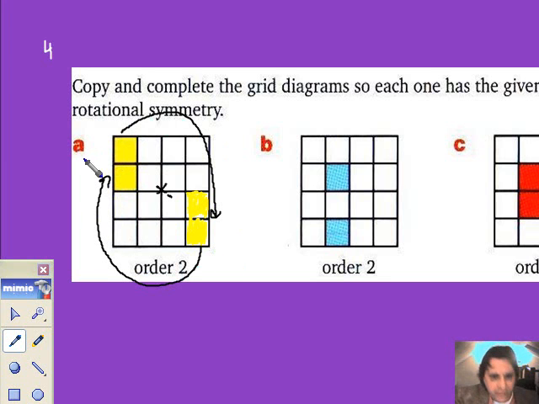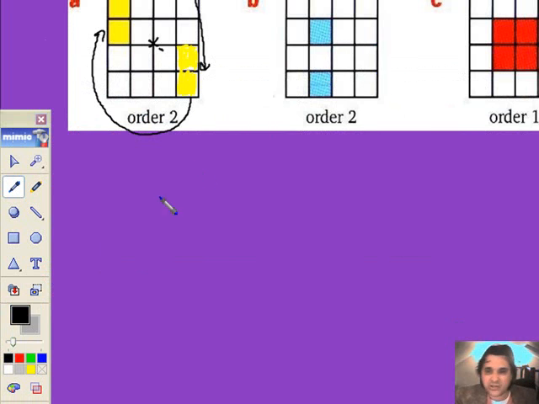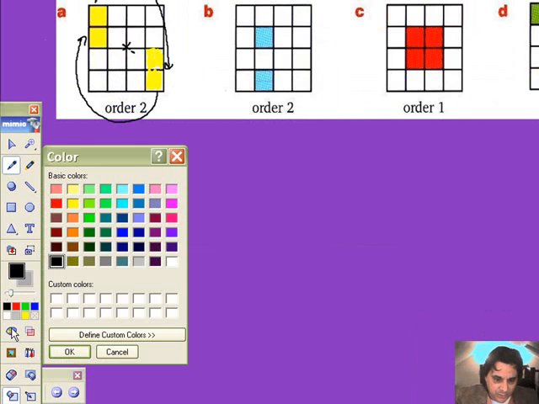So within one 360-degree rotation, it would appear as though the shape will sit on itself in exactly the same position twice. So when this goes to here, it will appear as though it's not even moved, but we know we've moved it around half a turn, and then this goes back to its original position again. So we have order of rotational symmetry 2. So now that I've reminded you what the order of rotational symmetry means, I can then try and do this one, this little blue affair here.